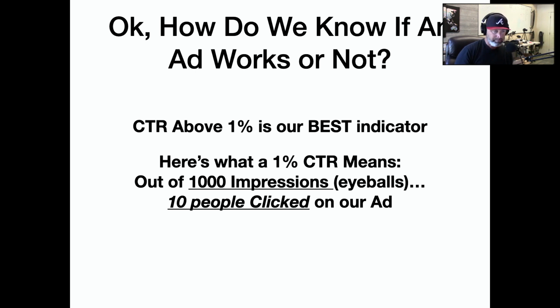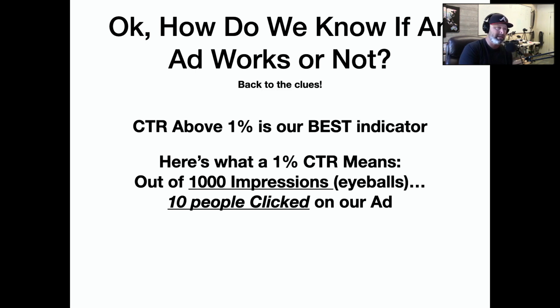So a 1% click-through rate, here's what that actually means. It means that out of 1,000 eyeballs, we call those impressions, 10 of those people, that's not very many, 10 people clicked on our ads. We consider that a starting point of success. 1%. So 10 people. That's all you need to have success with this.